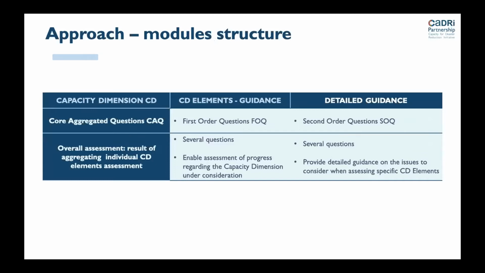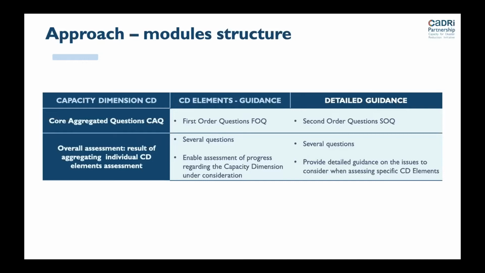And this is transformed into this guidance and the way of questions. That's what we call the question bank. So the capacity dimension is like the main element. We call it the core aggregated question, the main component, the core aspect that we would like to investigate. Then we have the CD elements, the guidance. So if we want to assess governance, what are the key aspects that we want to look into? The legislation, as I said, and other aspects.